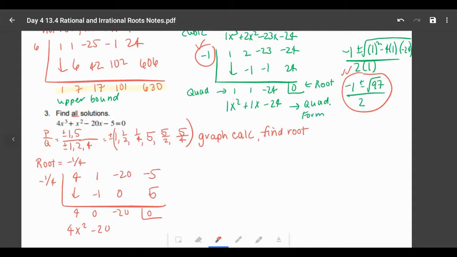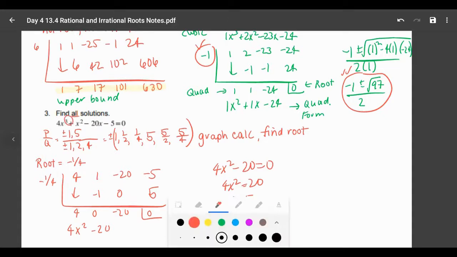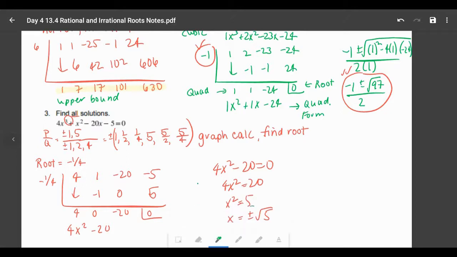All right, so I'm going to solve this using the square root method. So 4x squared minus 20 equals 0. If I add 20, I get 4x squared equals 20, x squared equals 5. And that tells me that x equals plus or minus square root of 5. All right, so since it is a cubic function, I should have 3 solutions. So I have plus root 5, negative root 5, and also negative 1/4. There are my 3 solutions. 1, 2, 3, and we're all done.